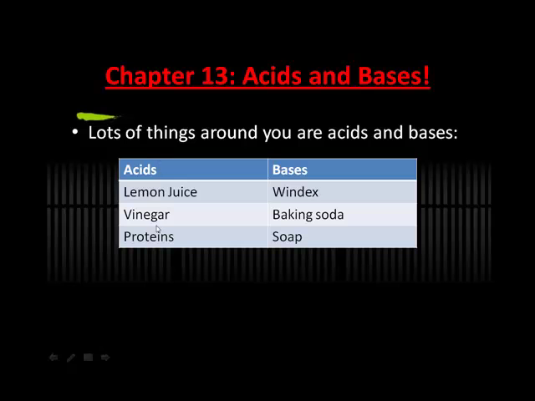If you look at the acids, things like lemon juice, vinegar, proteins, we don't think of that. Protein is like the meat part of meat. Bases are a lot of cleaning things here: Windex, baking soda, soap. These are all things that we see on a pretty regular basis that would be considered acids or bases.